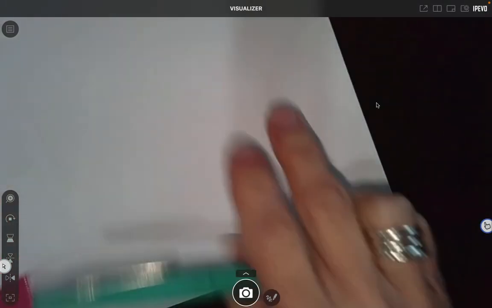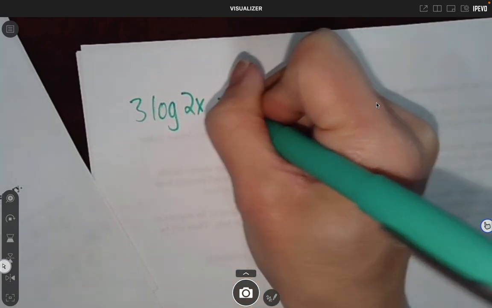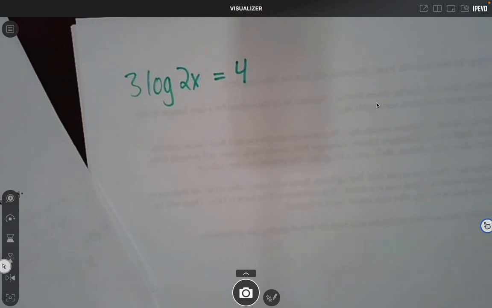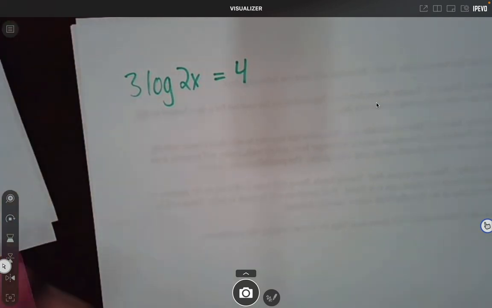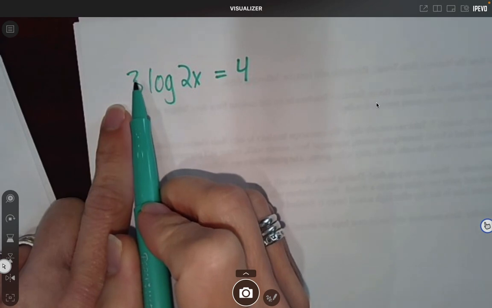Okay, so let me write this out. 3 log 2x equals 4. If you look on your calculator at the log button, what does it say you should do to change a log? Put it to base 10. Look on your calculator. Log is base 10. But the first thing I'm going to do is, what do you do with this 3?